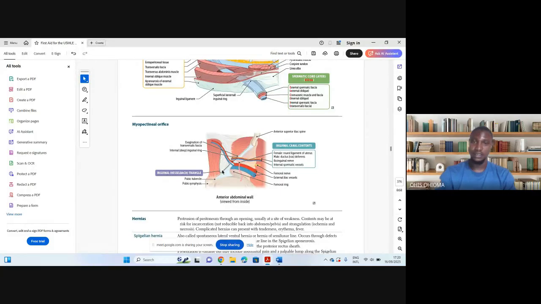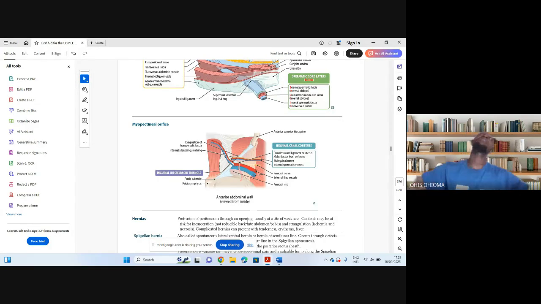Let me go over that again. If you have an outpouching or herniation of the abdominal contents through this triangle here, medial to the vessel, it's a direct inguinal hernia. If it comes out lateral to this vessel, it's an indirect inguinal hernia. And so we're going to talk about hernia, which is the next topic. Hernia basically just means a protrusion of the intestinal content through an opening or a site of weakness. I'm sure all of us know what a hernia is.